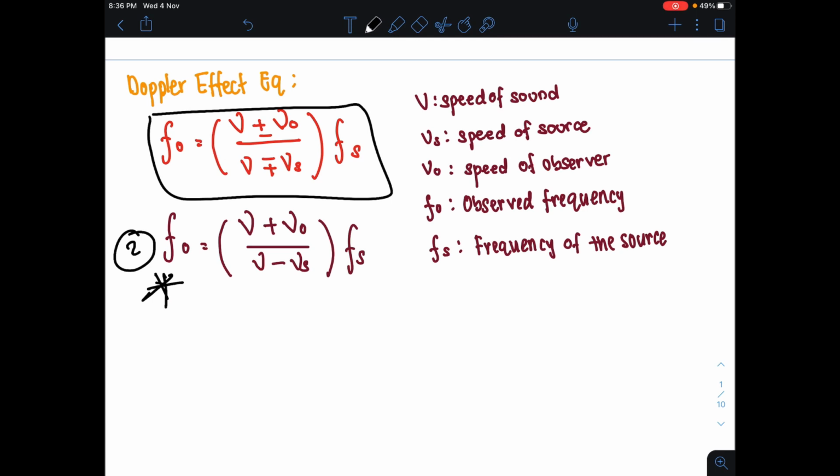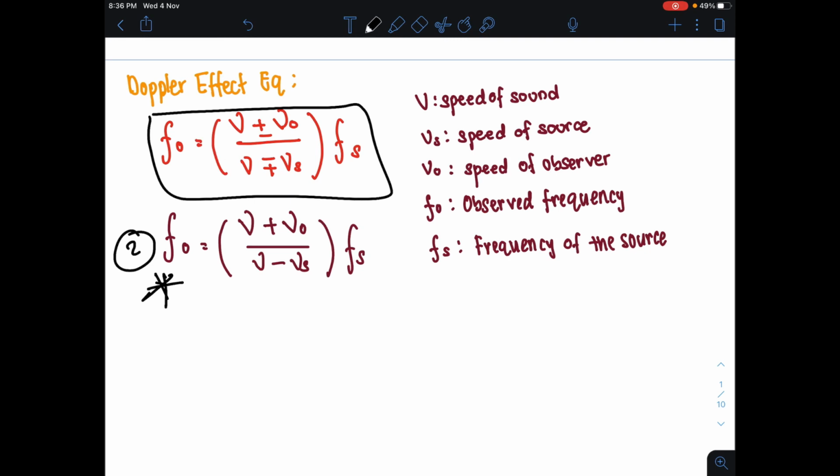However, equation yang ada dalam syllabus kita adalah F0 is equals to V plus minus V0 divided by V minus plus Vs bracket multiplied with your Fs. Apa maksud all this term dekat sini? F0 adalah frequency heard by the observer.